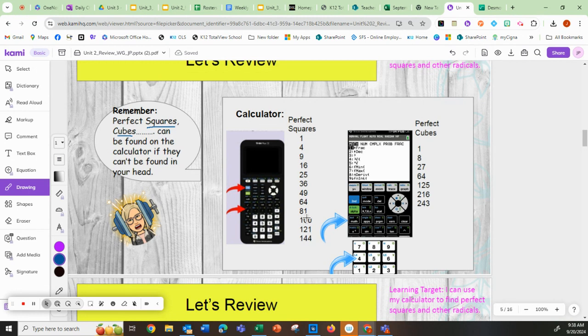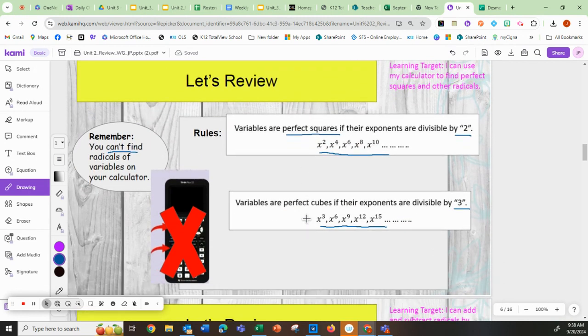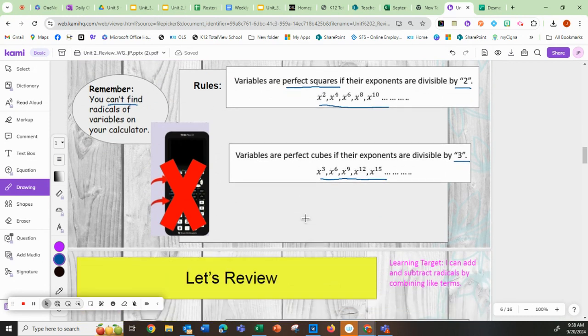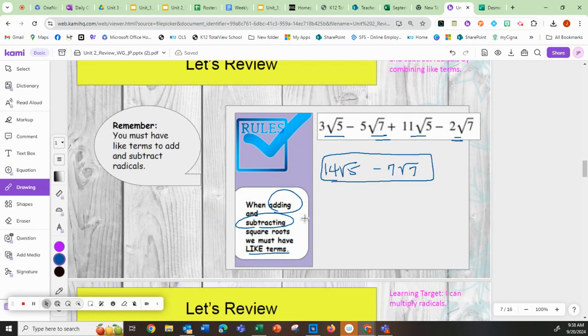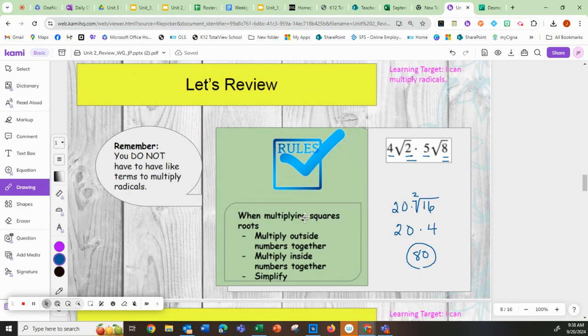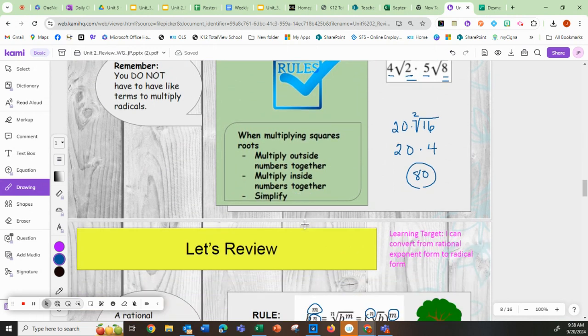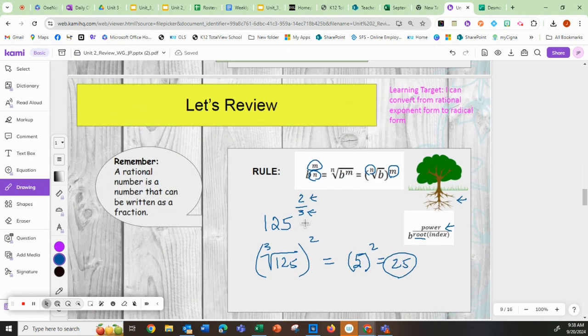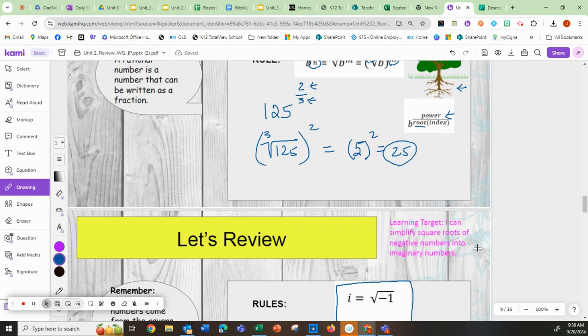What numbers are perfect squares and perfect cubes? You can use your calculator for this. What variables are perfect squares and perfect cubes? When we're combining, which means adding or subtracting radicals, we do that by combining like terms. When we're multiplying, we multiply the outside number times the outside number and the inside number times the inside number. And then when we have an exponent that's a fraction, the top of that exponent is always the power and the bottom is the root.